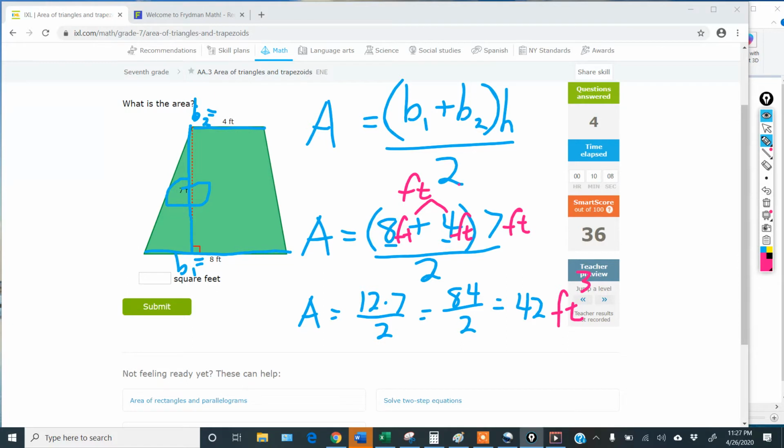It's only when we multiply this and this, right? It's because of the multiplication that we get feet squared. So we actually have feet times feet is square feet. Okay, and again, IXL does that for you, so you don't really have to worry about the units so much there, but I still just like to talk about it. Our answer there was 42 square feet.